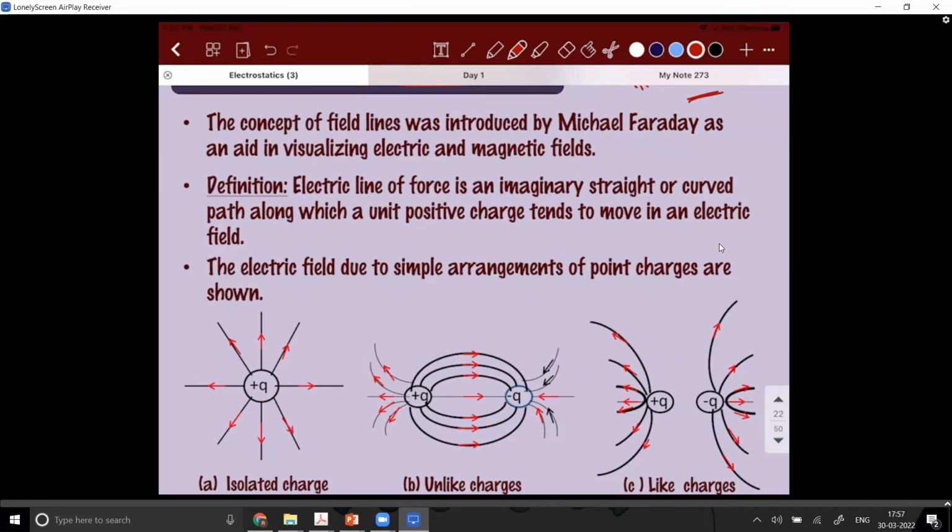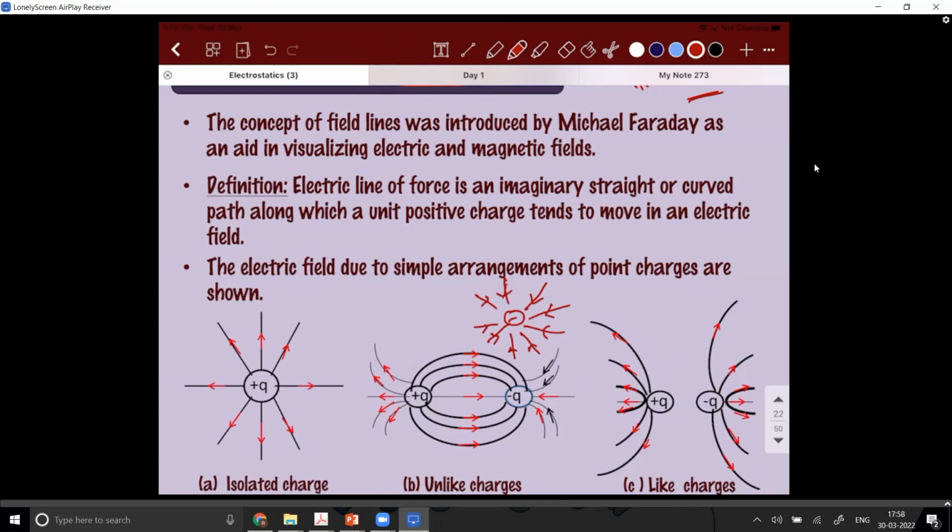Similarly, had it been a negative charge, what is the only change you need to do? These red color arrow marks you're able to see, no? They would have been towards. So what you need to do is draw a negative charge, draw these kind of lines in the first place, and put an arrow mark in this way.